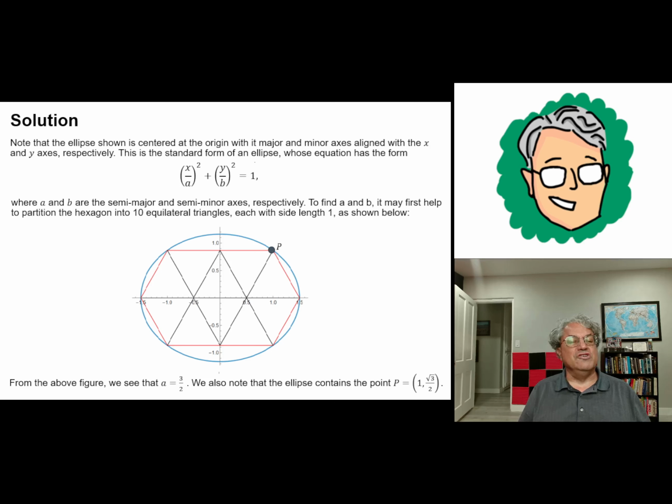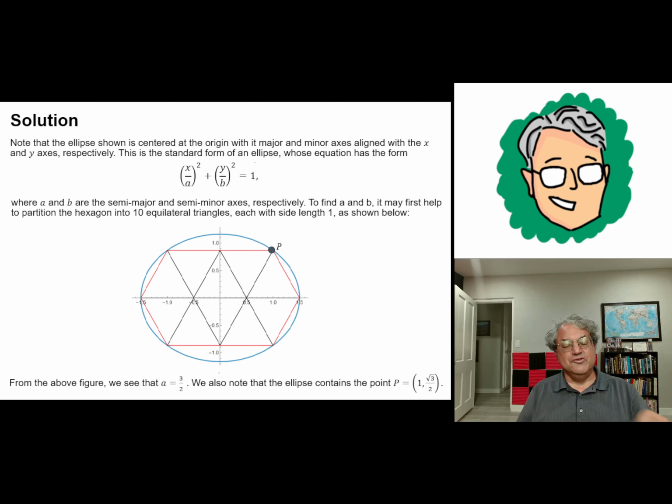You can get that from trigonometry. Square root of 3 over 2 is the sine of 60 degrees. Since you also have a 30-60-90 right triangle in the first quadrant here. Anyway, that's what it is. So the coordinates of P are 1 comma square root of 3 over 2.